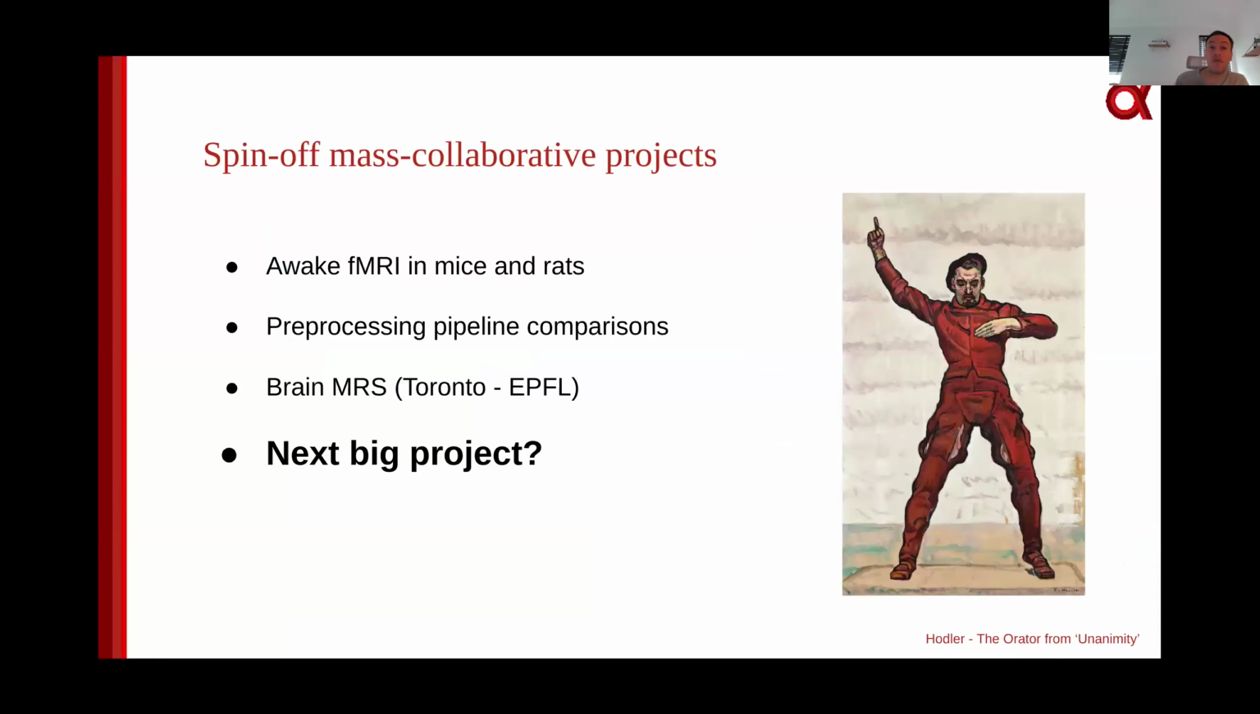But as I said, this is a framework. And so now we're actually working on spin-off mass collaborative projects. So I currently have a project running where we're looking at awake fMRI. So this is a subset of fMRI that is using awake rats and mice. This is much harder. So this is ongoing and should be completed sometime this year. We're also comparing different pre-processing pipelines. So I'm sending the same data set to different labs and asking them to process it their ways.